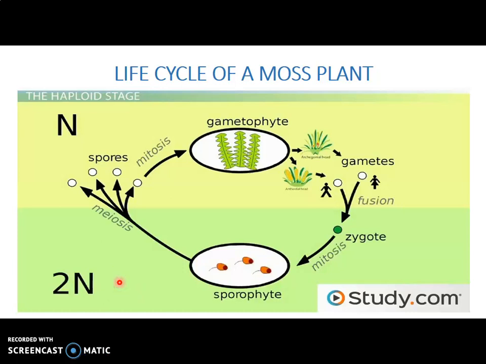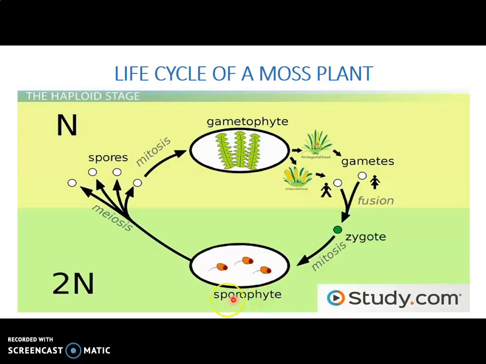Life cycle of a moss plant. In the life cycle of a moss plant, just as we said earlier, the moss plant is a flowerless plant. So it's a spore-producing plant. It uses its spores to bring out new individuals. During its life cycle, the spores are produced from the sporangia. The sporangia, or in singular form, sporangium.